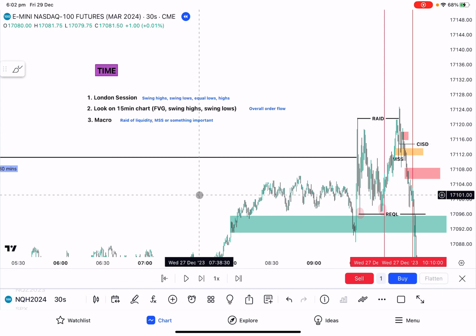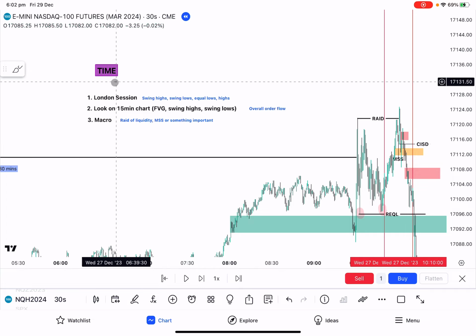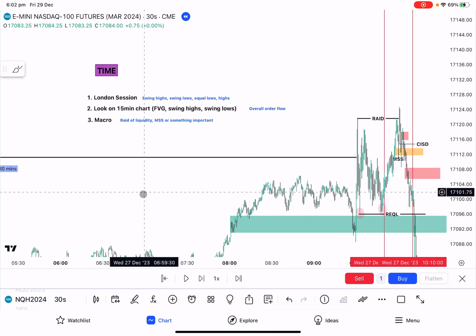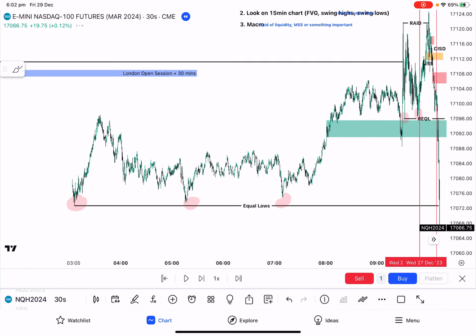So for me, I like to wait for the market to tell me what it wants to do, use time in your favor, and then apply higher time frame PD arrays and understandings to the market, and general liquidity principles to the market as well, right?